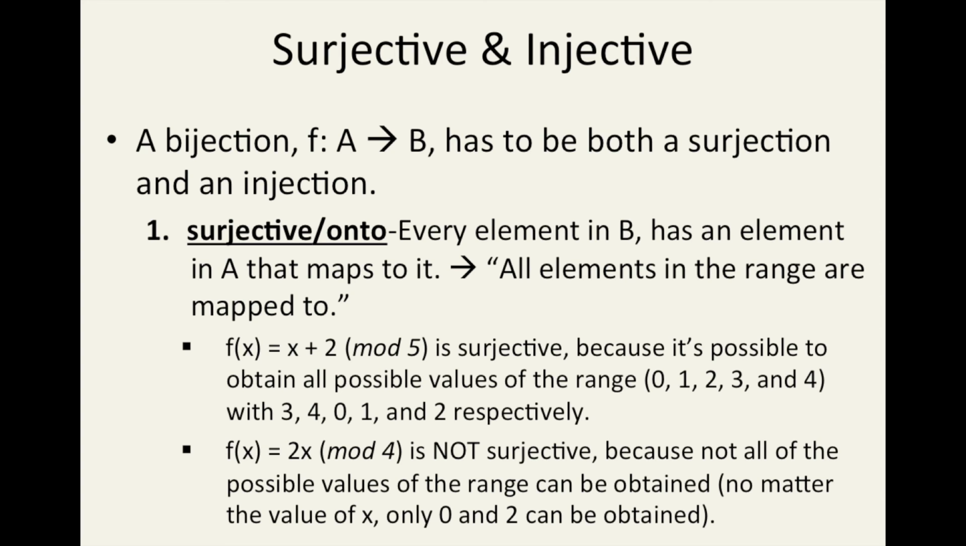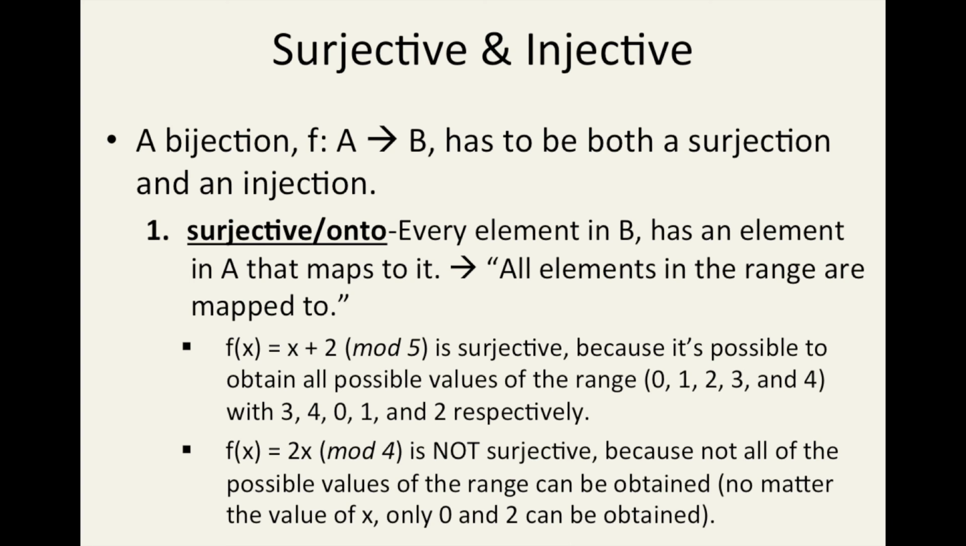So for example, if we had f of x equals x plus 2 mod 5, it is surjective because, first of all, in the world of mod 5, the range could only take on the values 0, 1, 2, 3, or 4, and we'll notice that there does exist a value x that makes sure that every single value in the range, 0 through 4, is indeed mapped to, and that happens to be 3 for 0, 4 for 1, 0 for 2, and so on. You can read the rest.